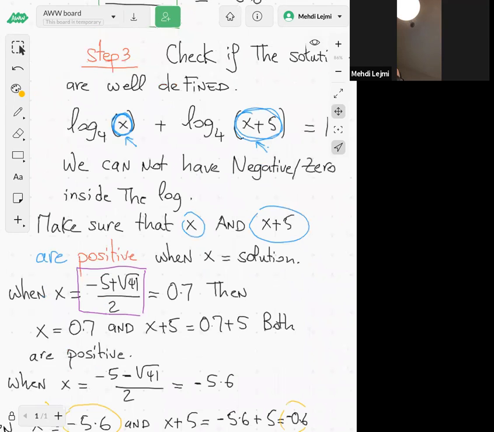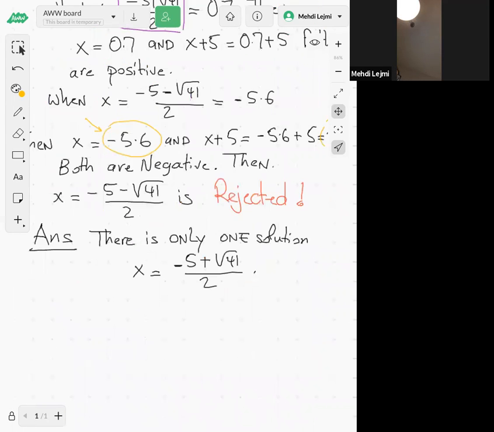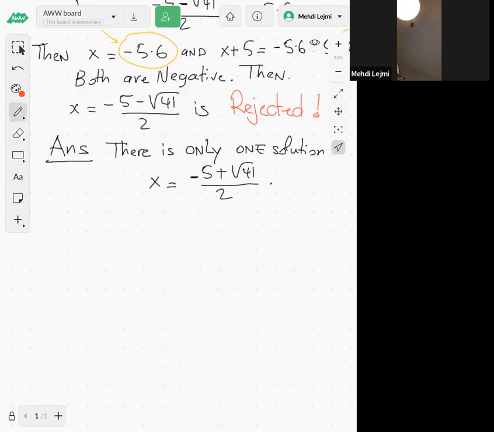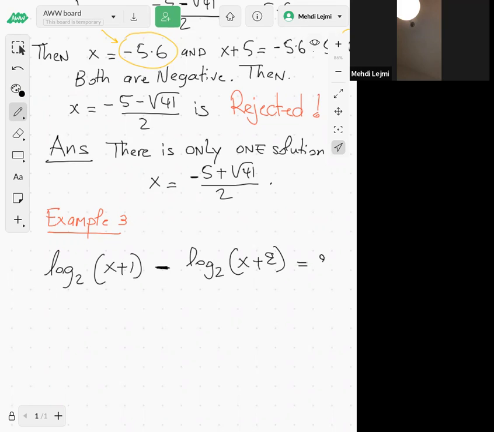All right, so let's do one more example, and then I'll give you an exercise. The next example I'm going to do, I'm going to subtract 2 logs. Example 3. Let's say I have log in base 2 of x plus 1 minus log in base 2 of x plus 2 equal to 2. Okay, and of course we need to solve for x.